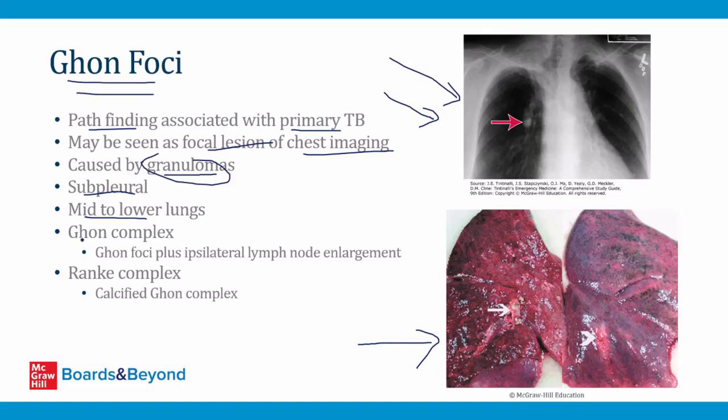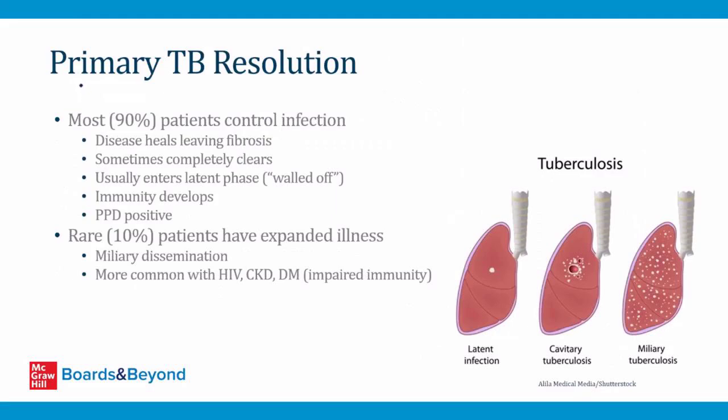We call it a Ghon complex when there's evidence of Ghon foci plus lymph node enlargement on the same side as the Ghon foci. So for example, if you had this pathologic finding right here associated with an enlarged lymph node on that side of the lungs, you would call that a Ghon complex. And then if you have one of these Ghon complexes, but the Ghon focus has become calcified, then that's called a Ranke complex.